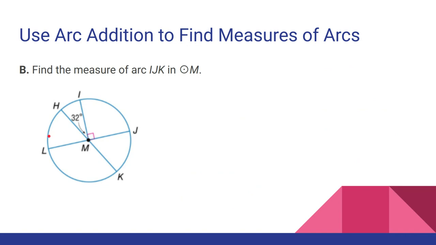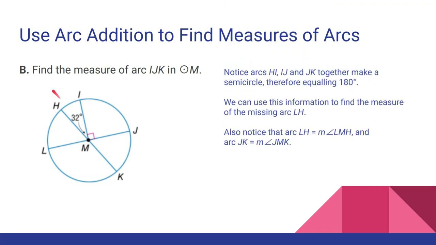A similar example, now we're going to find IJK. Notice that arcs HI, IJ, and JK together make a semicircle, therefore equaling 180. It's way easier to work with semicircles than with the full circle, so I recommend that you try to do that when you can. In order to find IJK, we need to find our missing arc JK here. This should not say LH, that's a JK, that's my fault. So we're looking for IJK, and we need to find our missing arc JK.